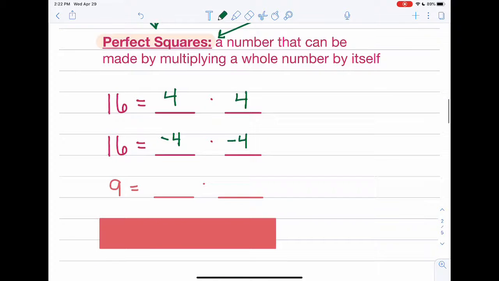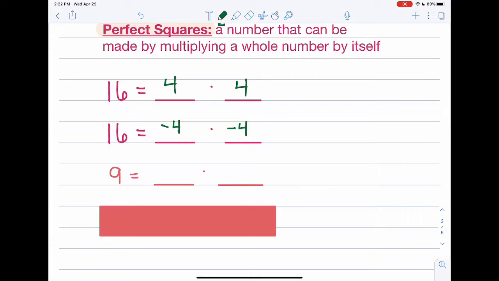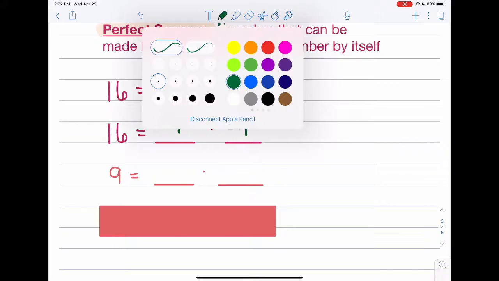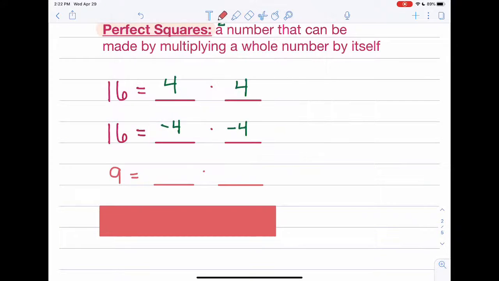All right, let's look at 9. What number times itself is going to give me 9? Do you already know?